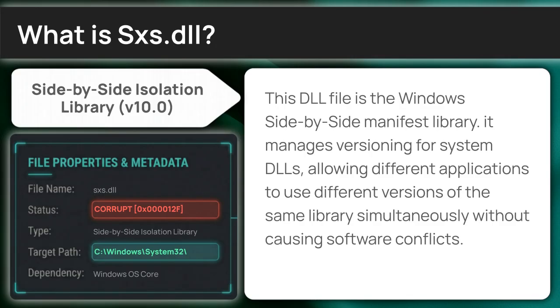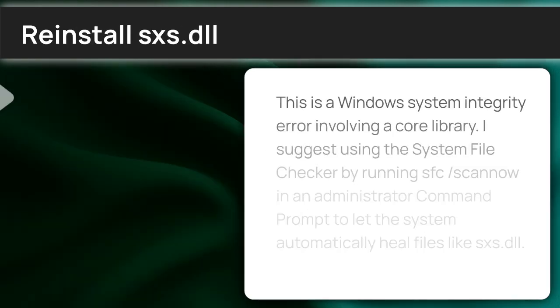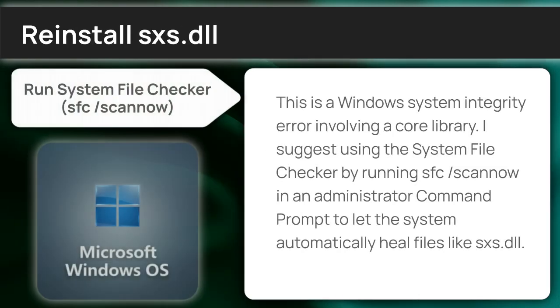Our first move is installing a fresh, clean copy of the library. The Sxs side-by-side library DLL is a fundamental part of the Windows execution layer. To fix it, launch command prompt as an administrator and run scan now to perform a diagnostic scan and repair of all protected system resources.